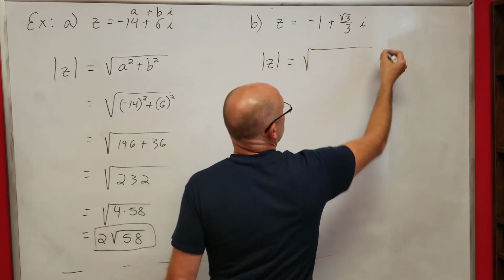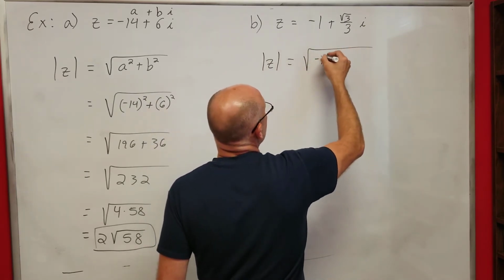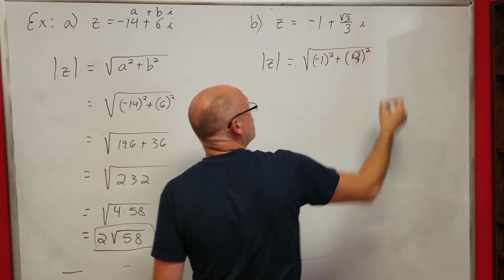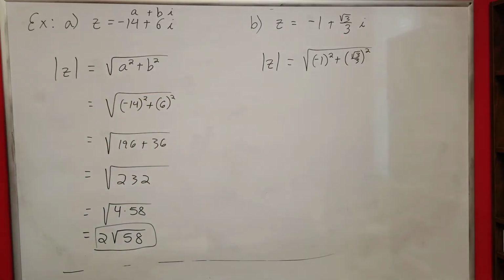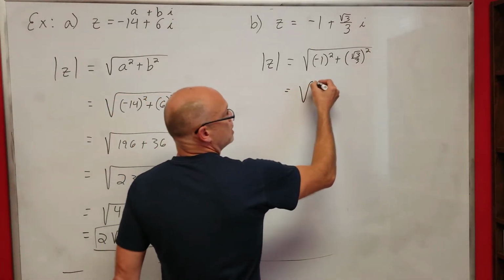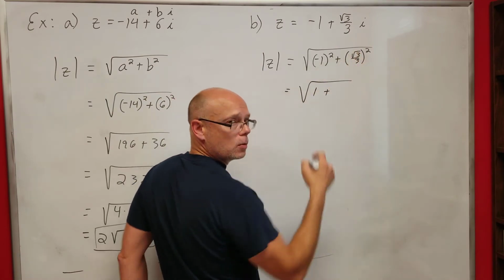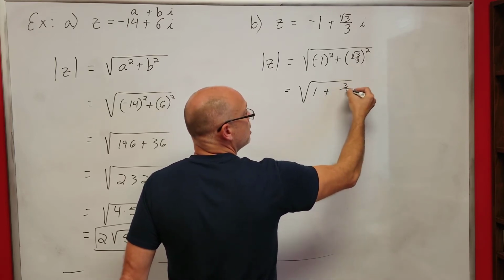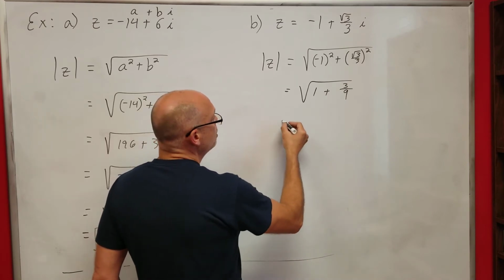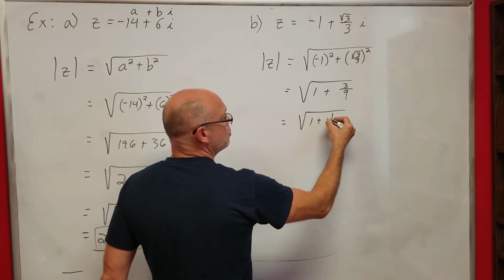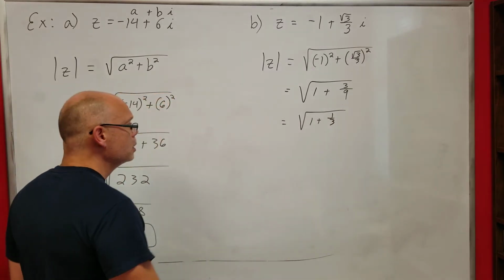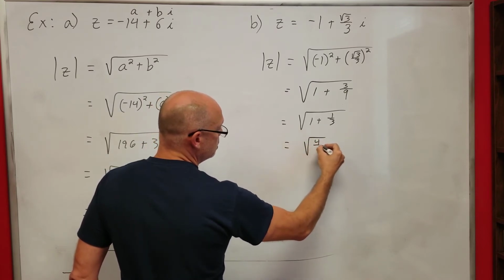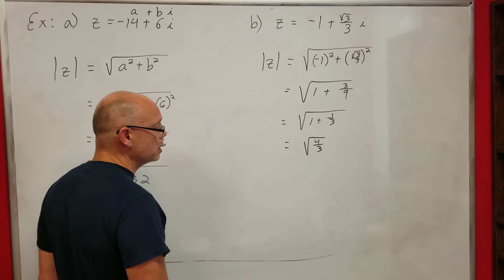So that's equal to the square root of a squared, which is negative 1 squared, plus b squared, which is the square root of 3 over 3, squared, right? So what does this give me? That gives me 1 plus, what happens when you square the square root of 3? You just get 3, right? What happens when you square the denominator? You get 9. Well, wouldn't that be the same thing as the square root of 1 plus 1/3? What's 1 plus 1/3? Well, that's 3/3 plus 1/3, which is 4/3.